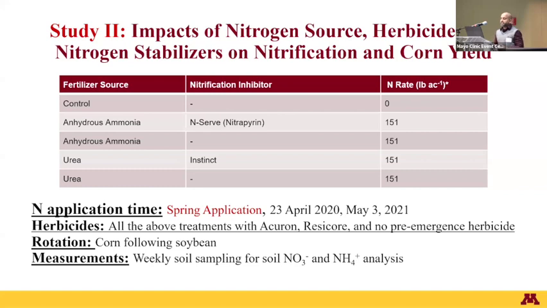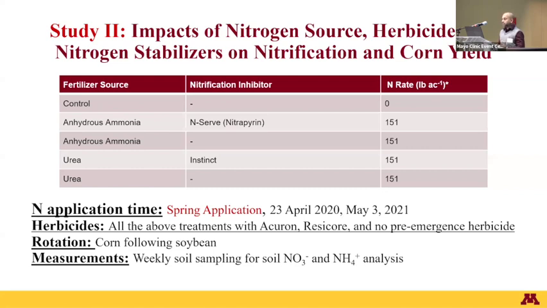So in this study, in addition to a zero nitrogen control treatment, we had 4 nitrogen treatments, which were anhydrous with and without nitrification inhibitor, and urea with and without nitrification inhibitors. All these nitrogen treatments received a rate of 151 pounds nitrogen per acre as per the UNL recommendation.